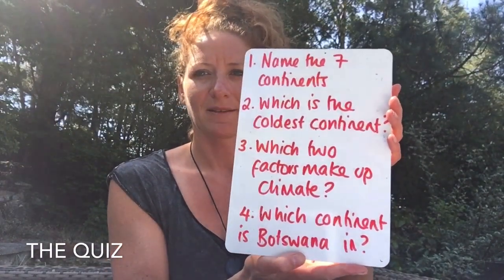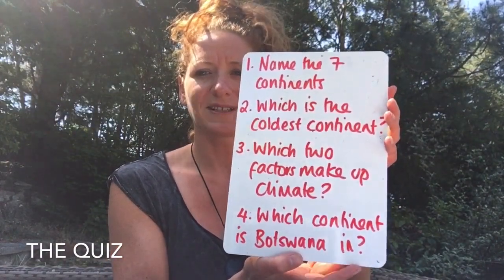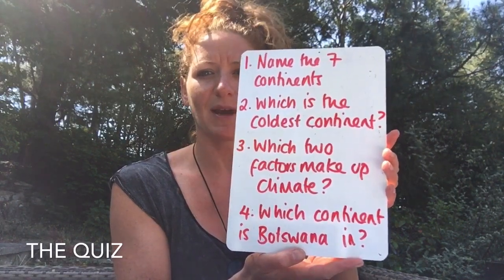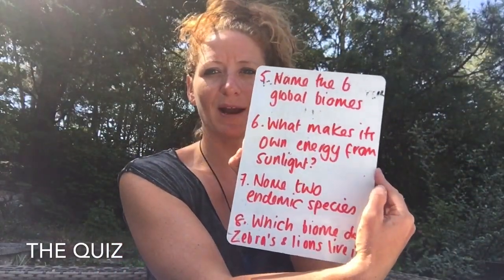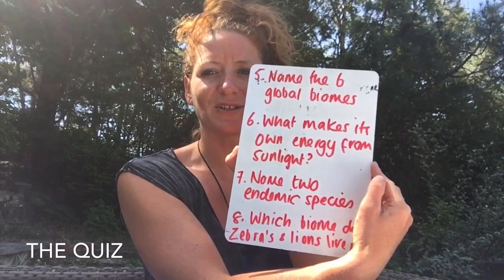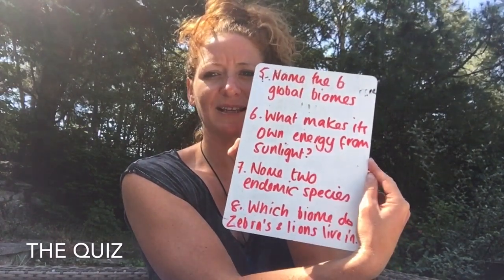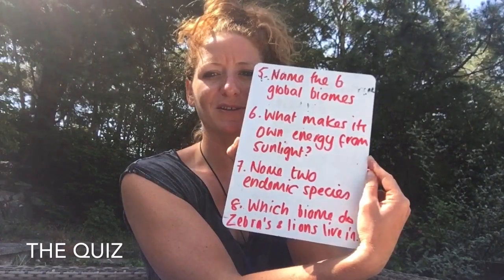And then question number 8, which of the global biomes do zebras and lions live in? Okay, I'm going to hold the questions up so that you can pause it if you need to catch up on any you've missed. Name the 7 continents. What is the name of the coldest continent? Which 2 factors make up climate? Which continent is Botswana in? Name the 6 global biomes. What can make its own energy using sunlight? Name 2 endemic species. And which biome do the zebras and lions live in? Okay, pause the video now and I'll come back with the answers.